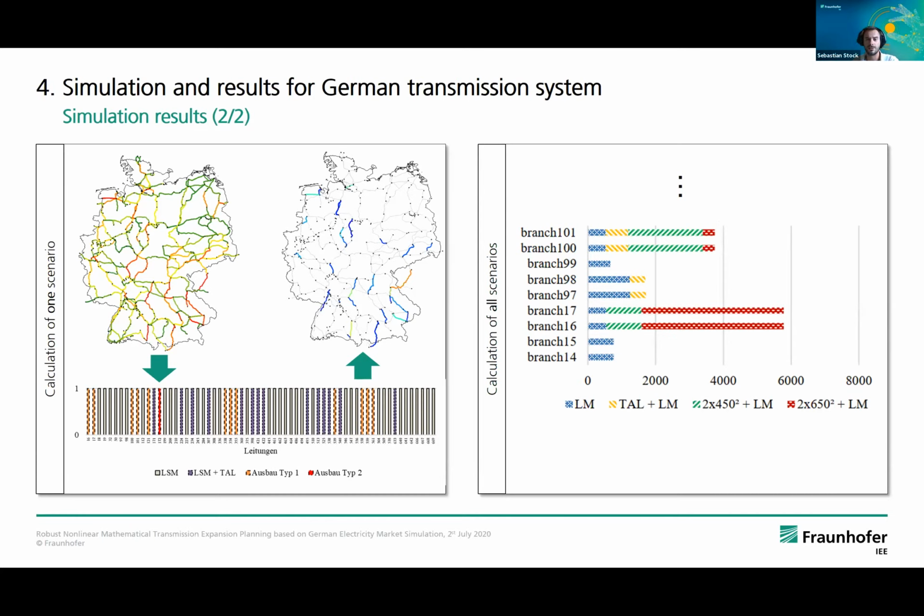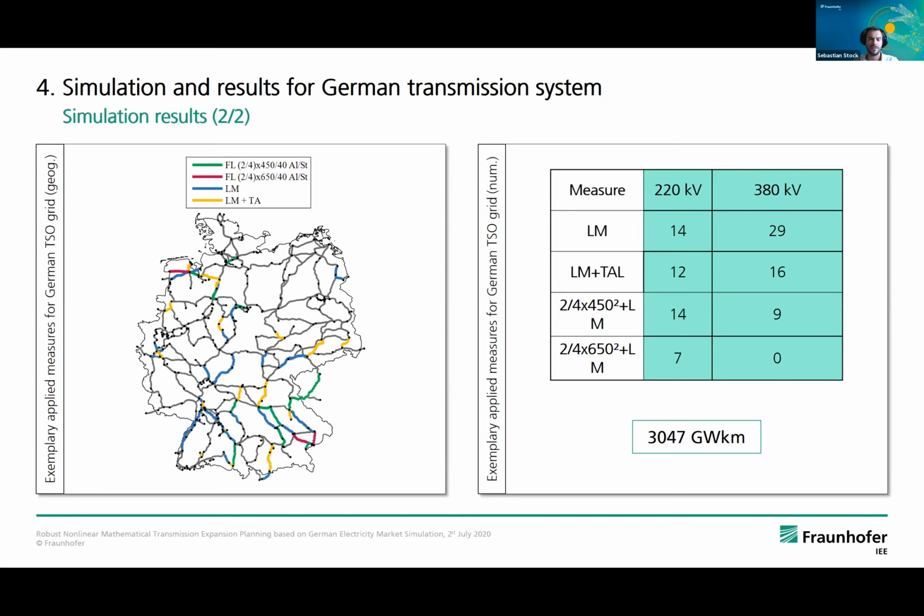Here you can see the final results on the left-hand side in a geographical representation, and it can also be seen that there is a necessity for north-south expansion in Germany due to the lot of wind you have in the north.